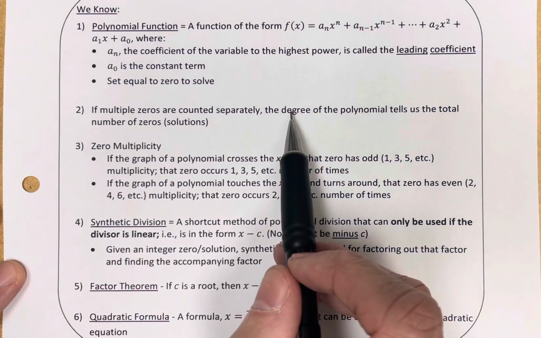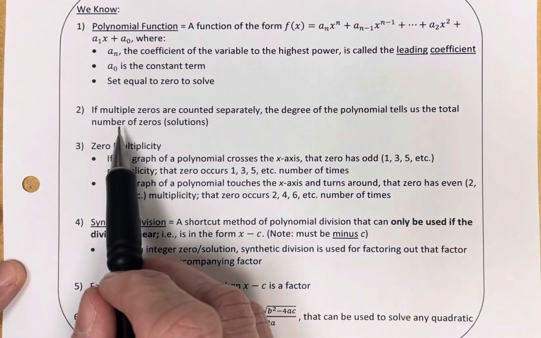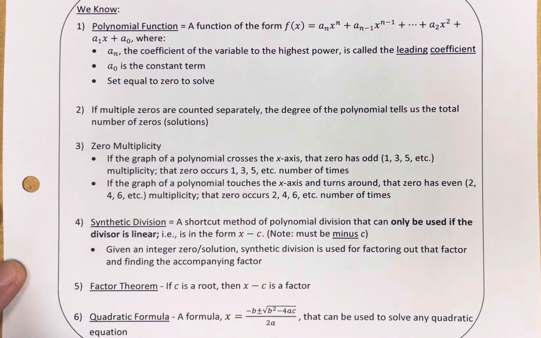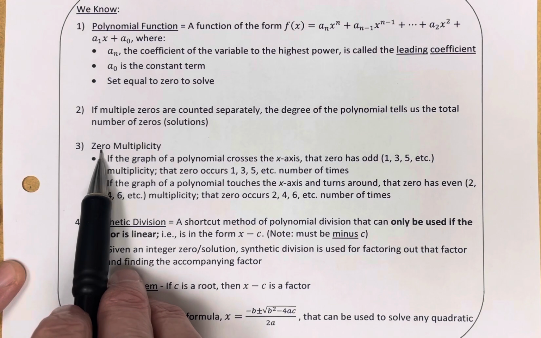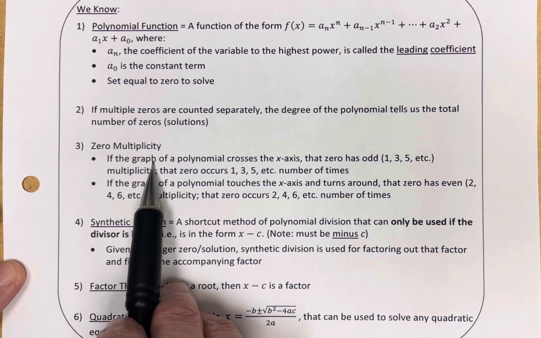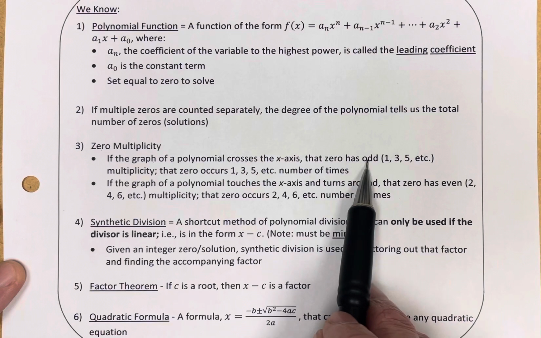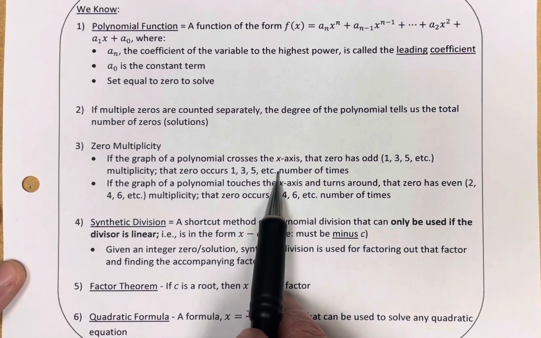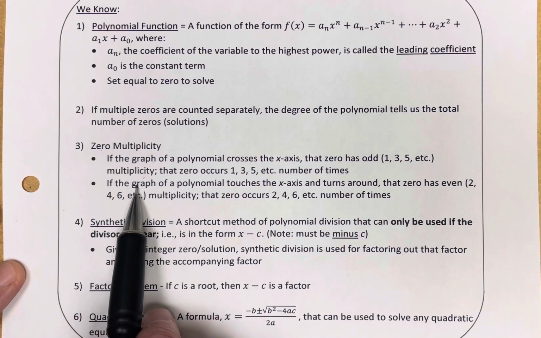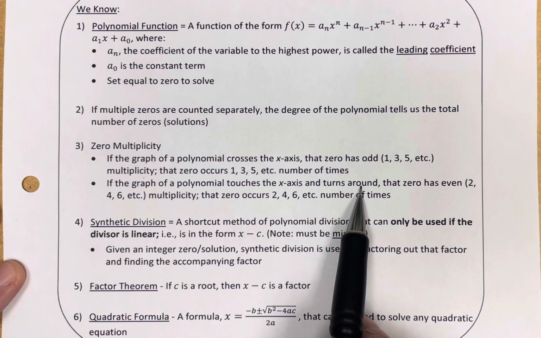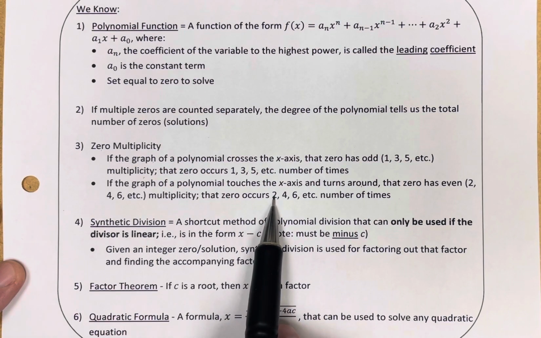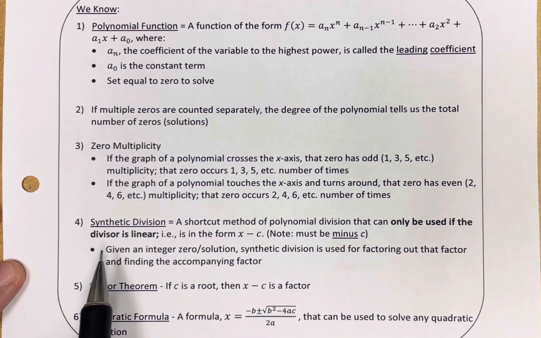We know that the degree of the polynomial tells us the total number of zeros or solutions if multiple zeros are counted separately. We know about zero multiplicity. If the graph crosses the x-axis, that zero has odd multiplicity, which means it occurs 1, 3, 5, etc. number of times. If the graph touches the x-axis and turns around, that zero has even multiplicity, which means that zero is going to occur at least twice, or 4 times, or 6 times, etc.